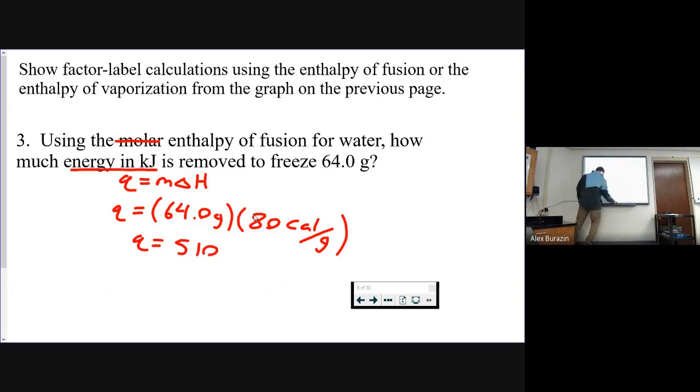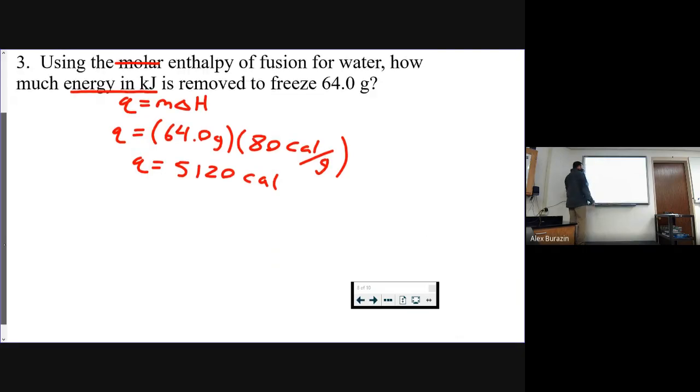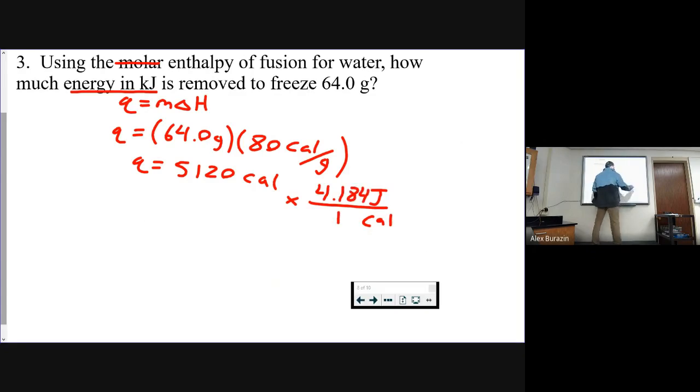5,120. 5,120 calories are removed. How many kilojoules is that? 21,420. Are you sure? Kilojoules? Oh, no, I didn't see it. How many kilojoules was released?